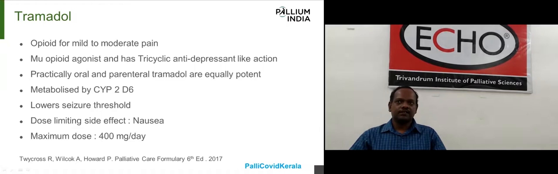Tramadol can be started with a dose of 50 milligram 3 times or 4 times per day, and it can be increased up to 400 milligram per day. And even in chronic kidney disease, stage 5, 100 milligram per day can be used.